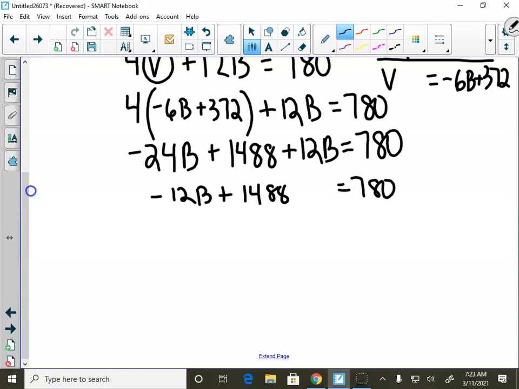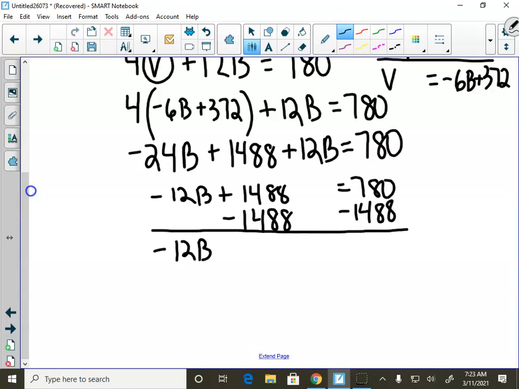Okay, so now we have no more distributive property. We have no more combining like terms. It's time to actually solve the equation. So we'll do that. We'll move the constant. So subtract 1488 from both sides. Negative 12b is equal to negative 708.